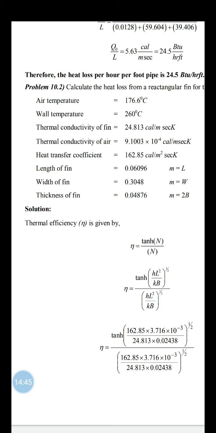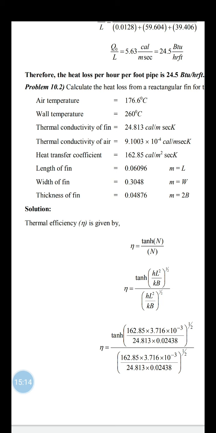What you have to find out? What will be the heat loss? So you have to find out the thermal efficiency, eta. Eta is given by tanh(n) by n. You know what n is? n is (hL^2 by kB) to the power 1/2. So eta is tanh of (hL^2 by kB) raised to 1/2, upon (hL^2 by kB) raised to 1/2.